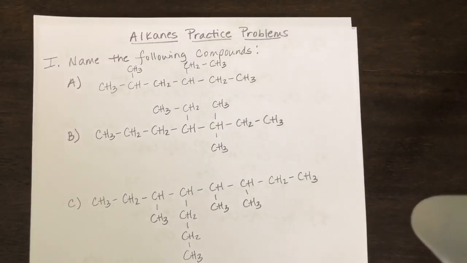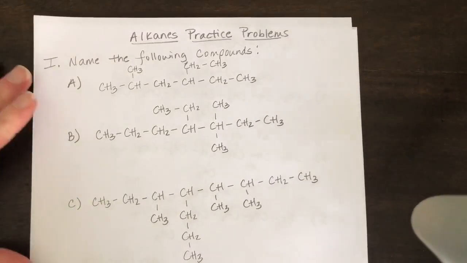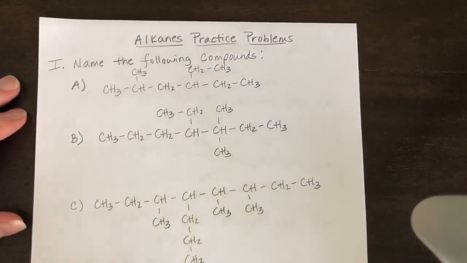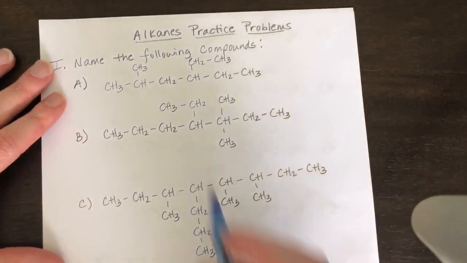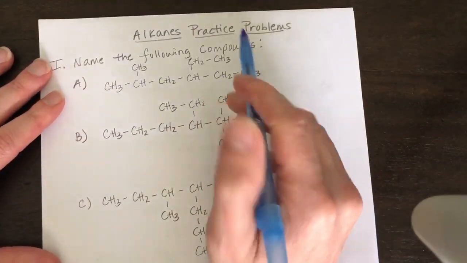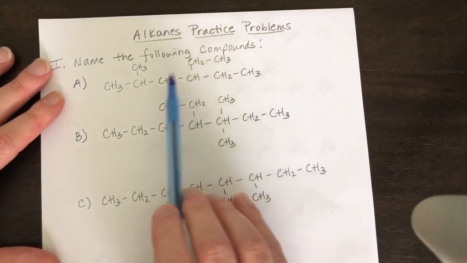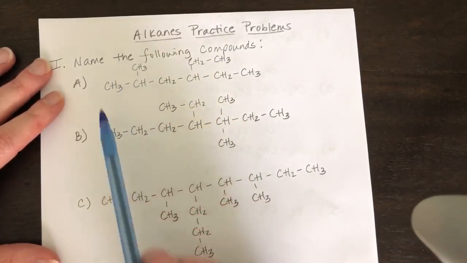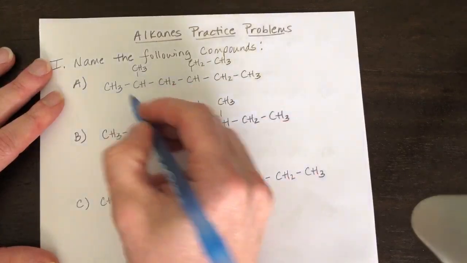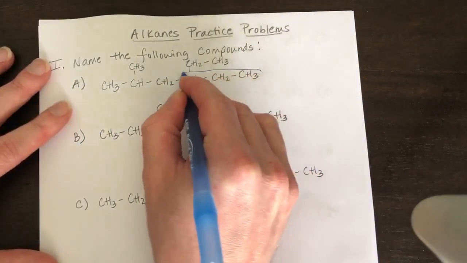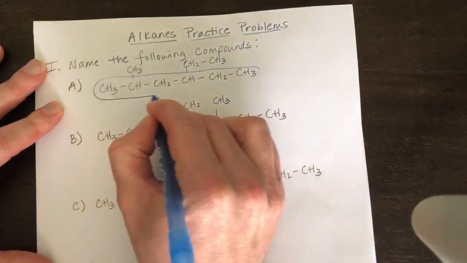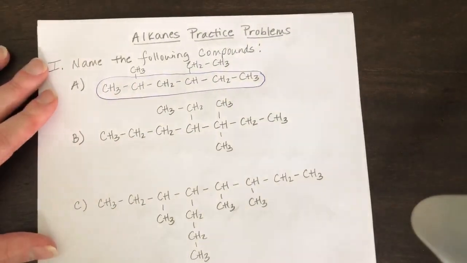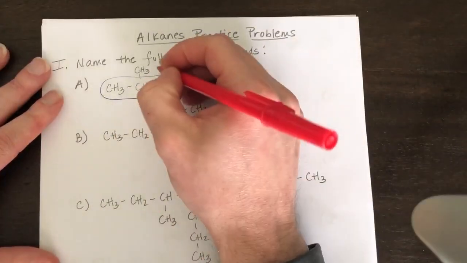Okay, so this is going to be the worksheet that goes over the alkanes practice problems. Our first step whenever we're going through these is to identify the longest chain, the parent chain. So our longest chain of carbons is 1, 2, 3, 4, 5, 6, and 1, 2, 3, 4, 5, 6, so it's going to be the same thing either way we go. So your parent chain is going to be this one right here. Now we have to number it to where we get the lowest numbers possible.